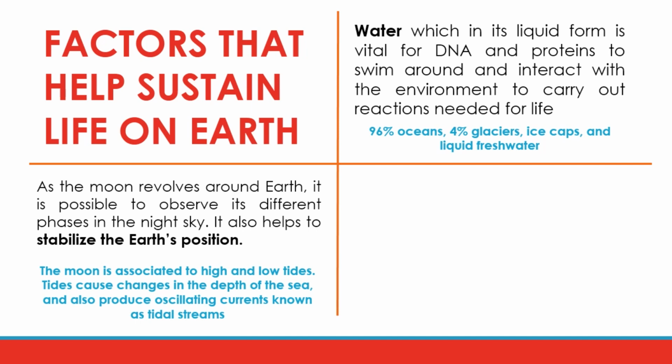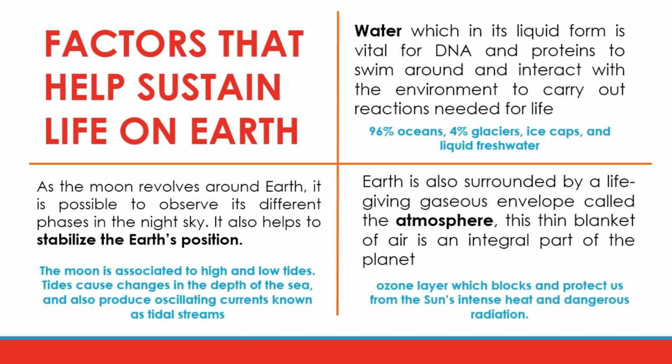And lastly, another factor that can sustain life on Earth is the Earth's atmosphere. Earth is also surrounded by a life-giving gaseous envelope called the atmosphere. This thin blanket of air is an integral part of the planet. Aside from the Earth's magnetic field, the planet also has another protective layer called the ozone layer, which blocks and protects us from the Sun's intense heat and dangerous radiation.